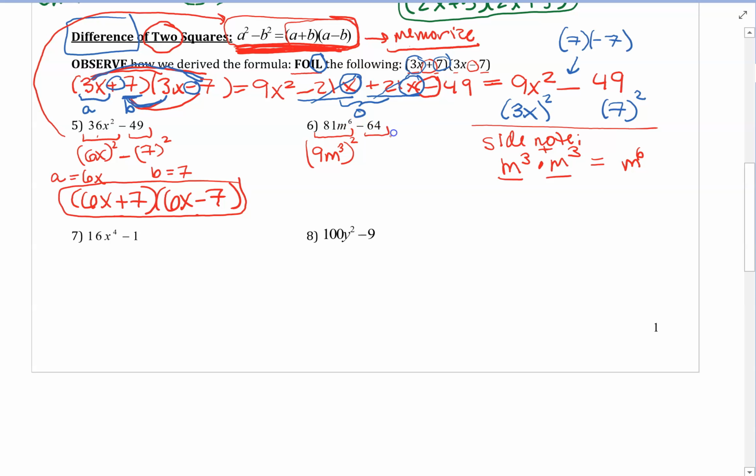And then 64 is, of course, 8 squared. So this, again, is a difference of 2 terms squared. A would be 9m cubed, and b would be 8. Since there's a subtraction in the middle, and the first term is a perfect square, and the second term is a perfect square, it's in this format. It's a squared minus b squared. So its factors will be a plus b, 9m cubed plus 8, times a minus b, 9m cubed minus 8.